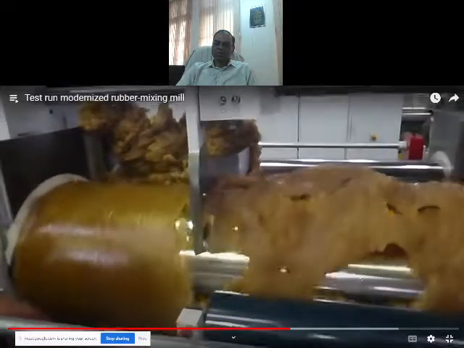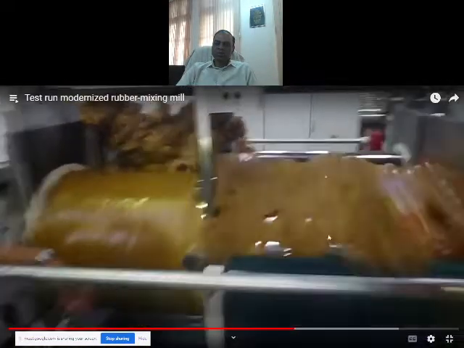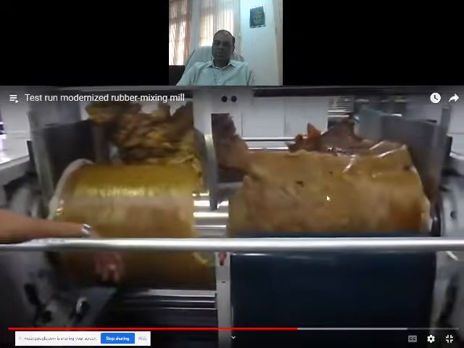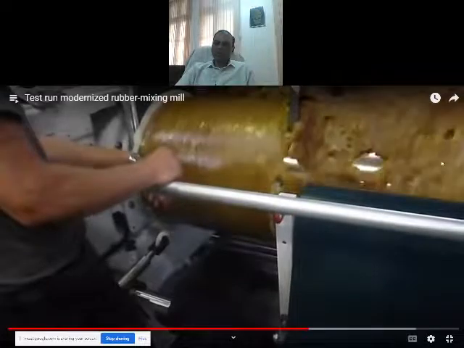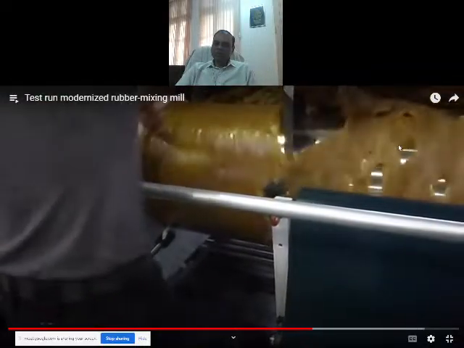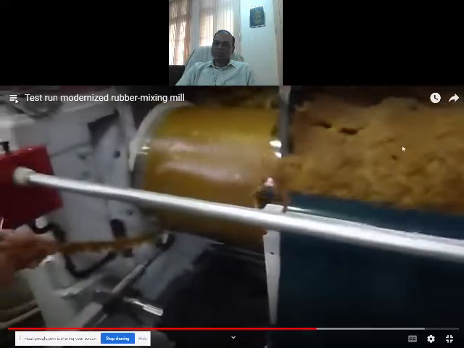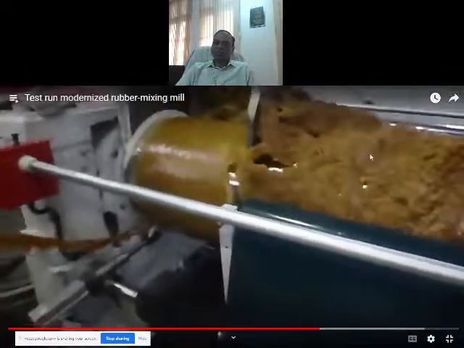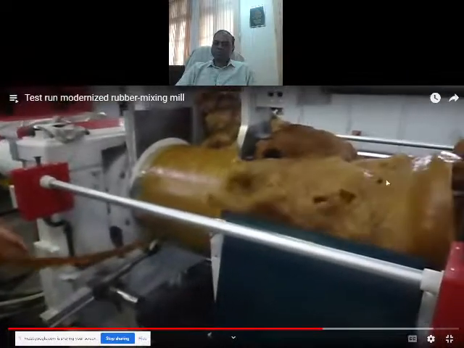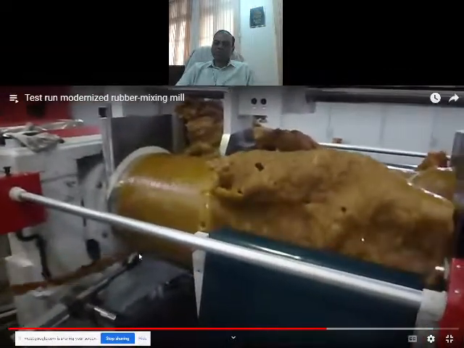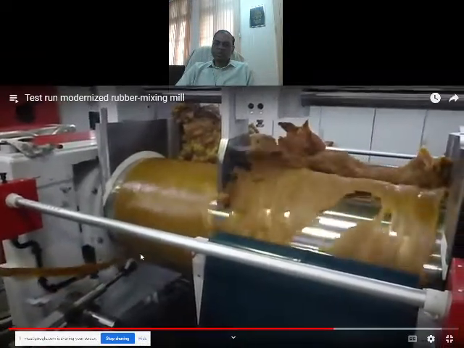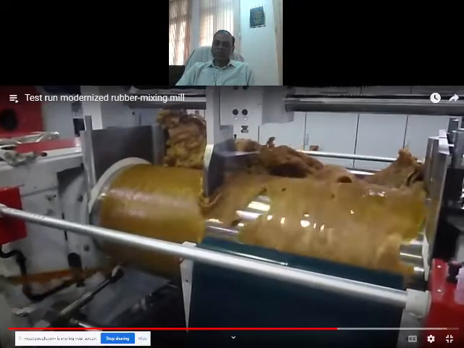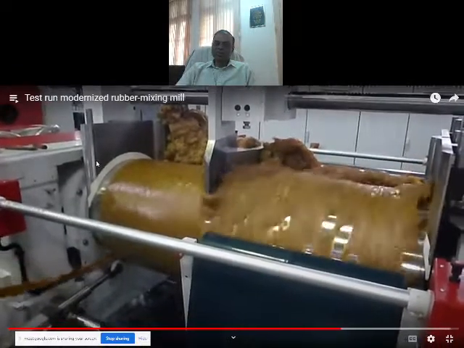Now you see the broken sheet, torn sheet, and after some time the tearing will vanish because it is being masticated, nerve reduced, and the molecular weight is reduced, viscosity is reduced, elasticity is reduced. So after some time this will form a smooth band. So by the time this is ready, it can be taken out from here through a cut, a small sheet, small ribbon. So by the time this is exhausted, this will come back here and then do the process again.